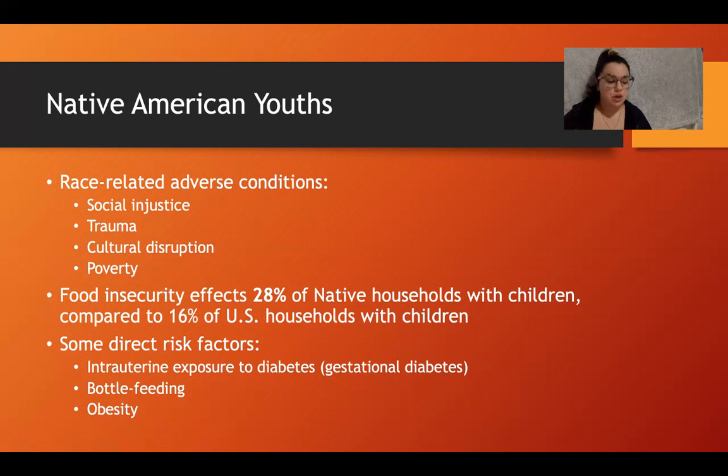Poverty in particular is a major issue that this population endures and is a contributor to elevated rates of food insecurity, which is the reality for 28% of Native households with children, compared to only 16% of U.S. households with children. These are all factors that need to be addressed further to tackle this public health crisis. Known risk factors for this population include intrauterine exposure to diabetes, such as gestational diabetes, bottle feeding, and obesity.